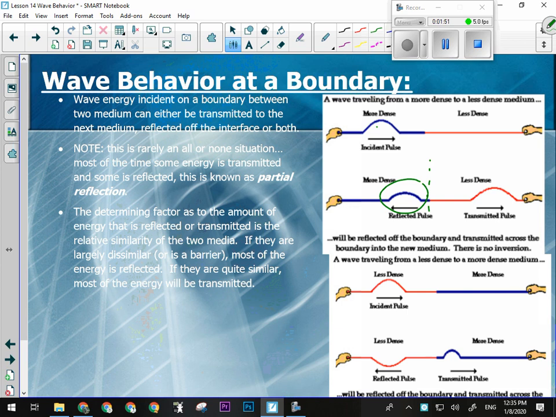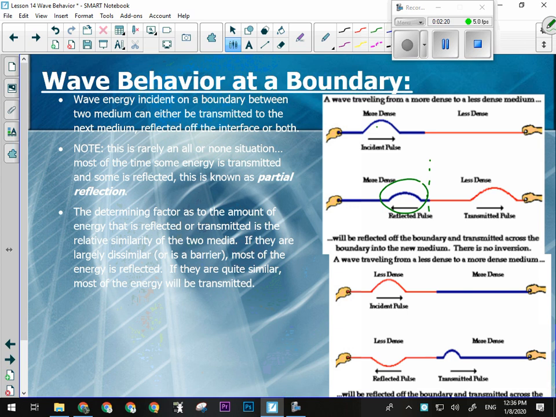When you have the opposite situation, I have this pulse traveling in a less dense medium, and it's going to travel into a more dense medium. Is that going to make it more difficult for that wave to travel? Yes. That means more of that wave energy is going to reflect. Less of it is going to be transmitted through into the next medium. So a little while later, after the wave has encountered the boundary, we see a fairly large inverted reflected pulse.